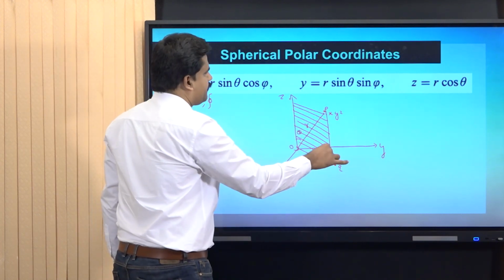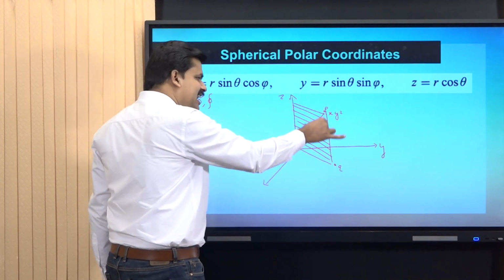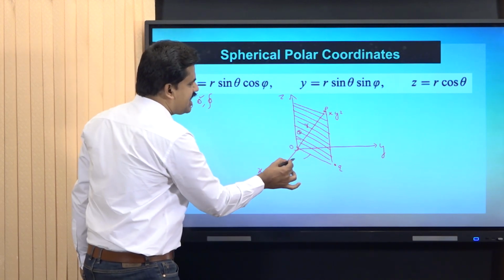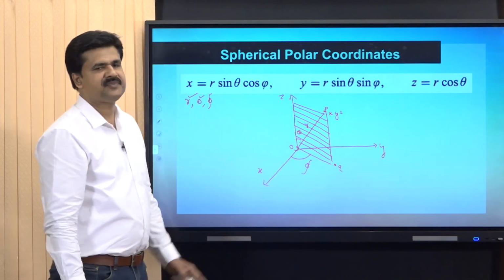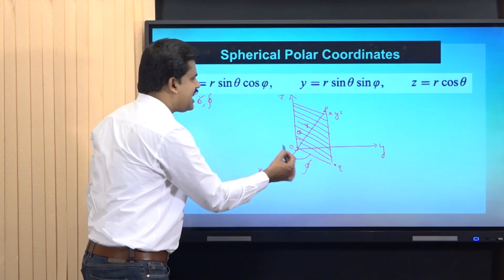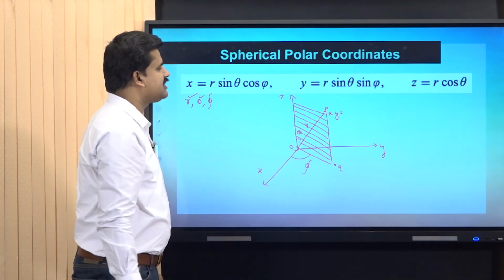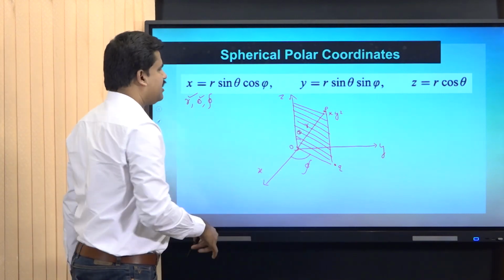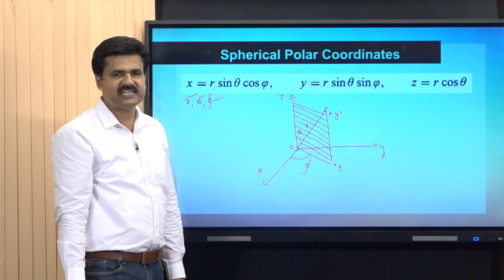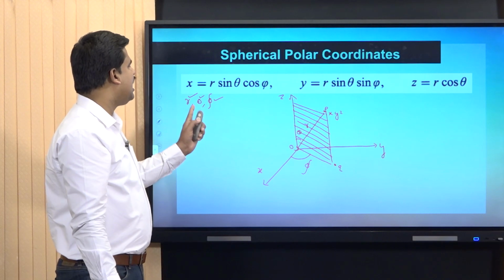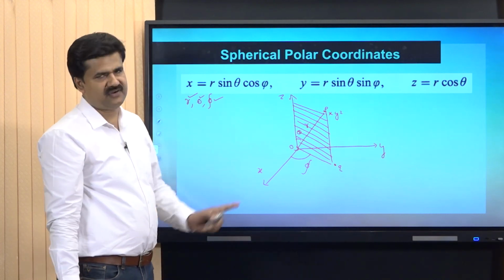This plane containing the z-axis and the line PQ makes an angle phi with the x-axis, that is phi. So this is angle phi, this is angle theta, and the distance is r. So there are three variables in the spherical polar coordinate system, namely r, theta and phi.